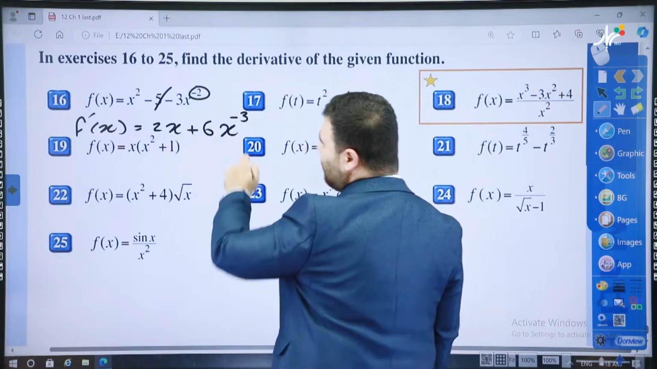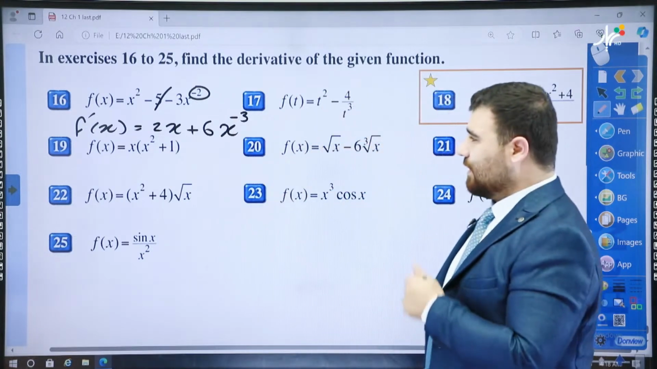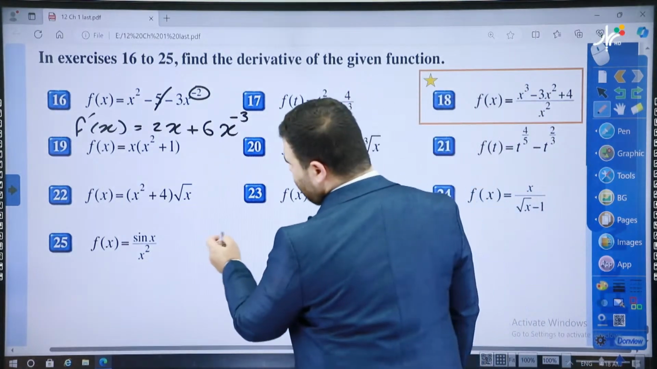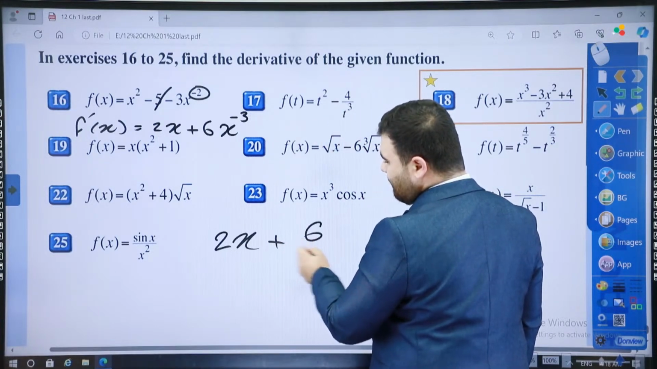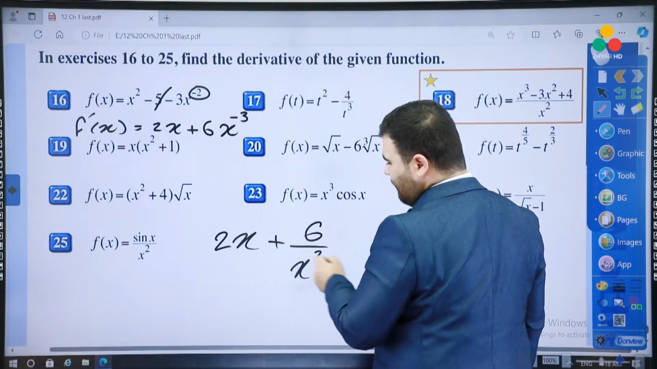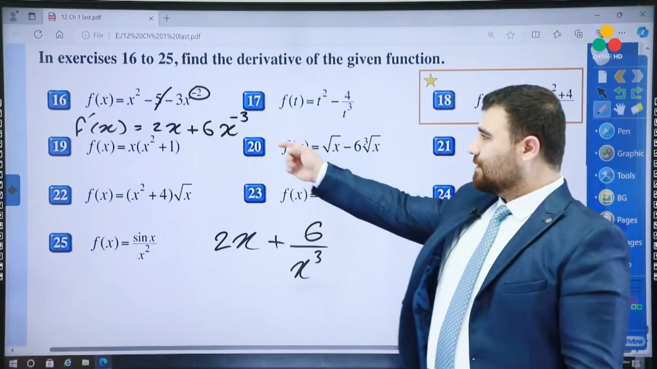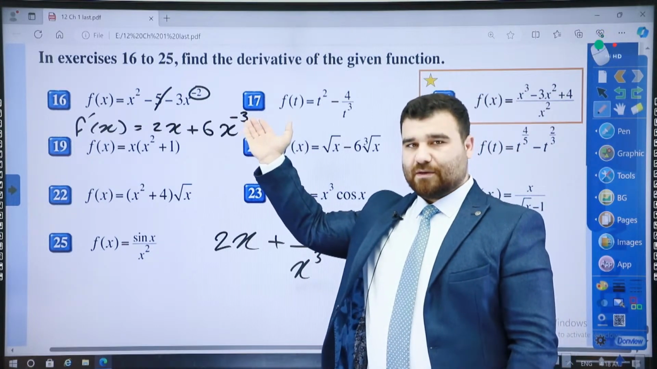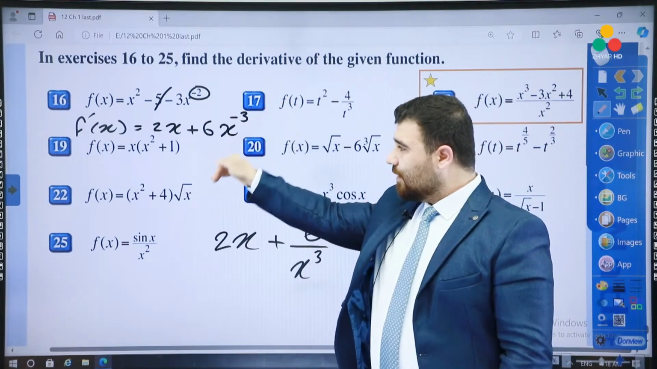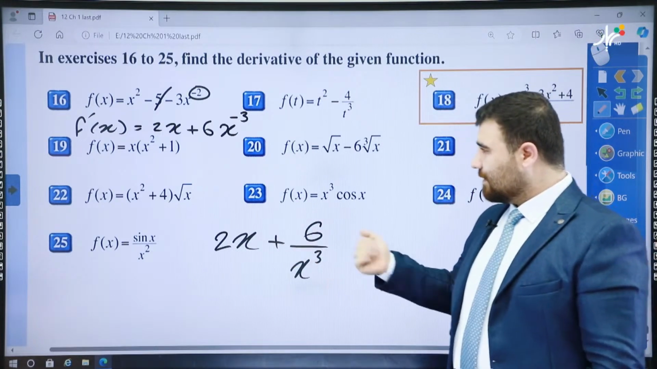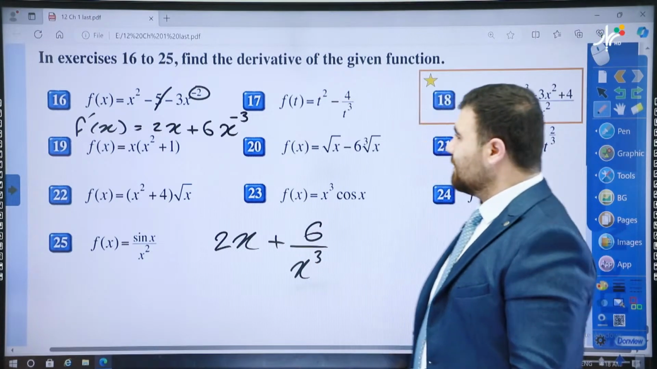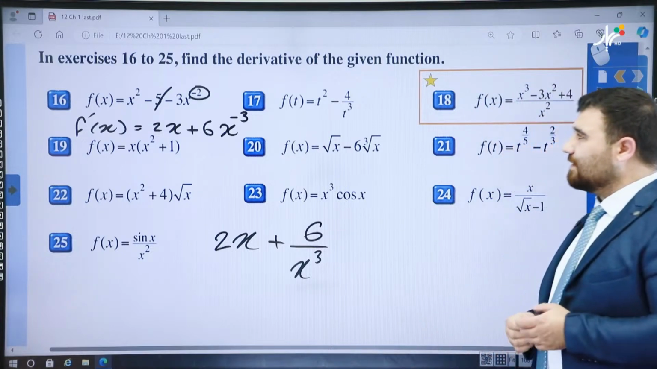Now, it's not simplest because there is a negative power. I can rewrite as 2x plus 6 over x power positive 3. The x had a negative power, but when it goes down, the negative power becomes positive. Like this. This is the answer of question 16. Question 17.